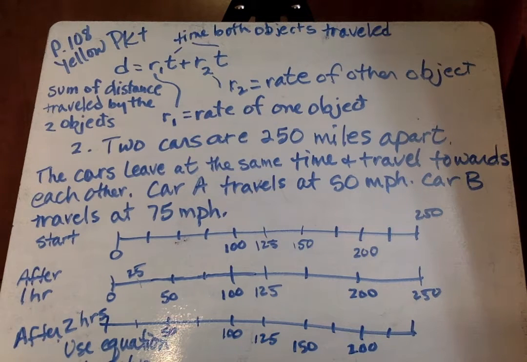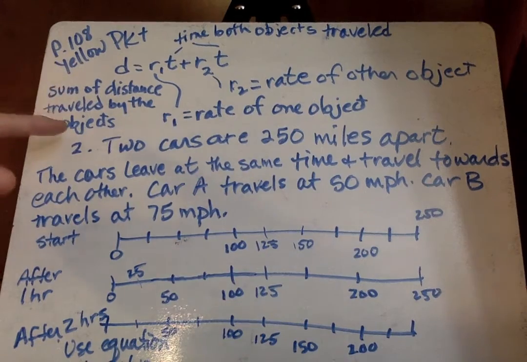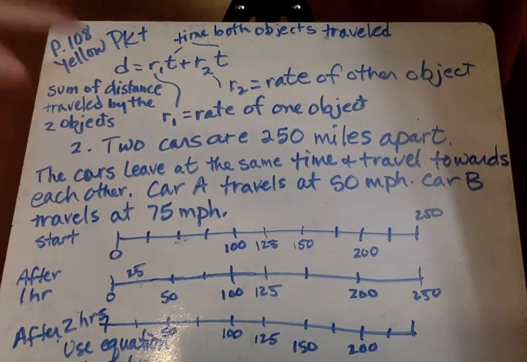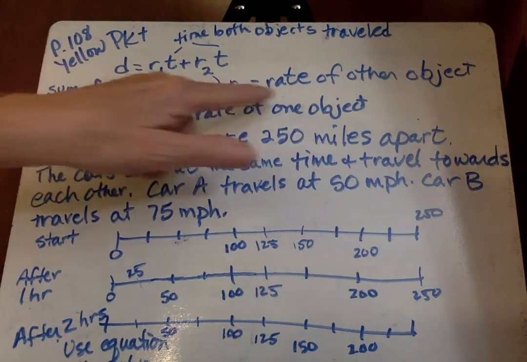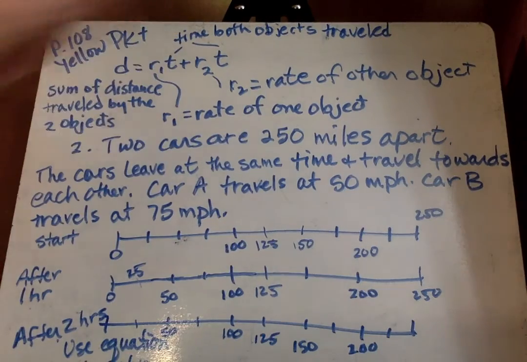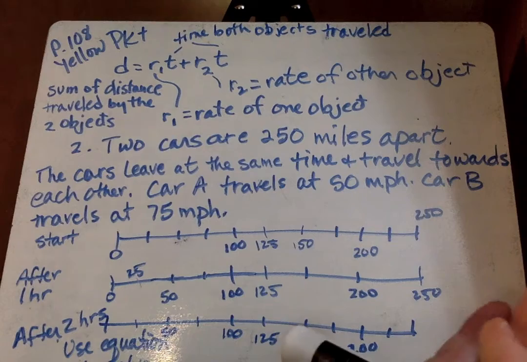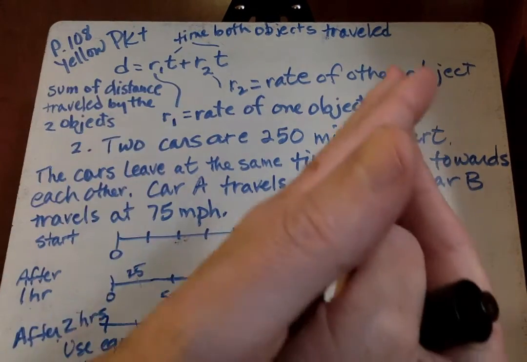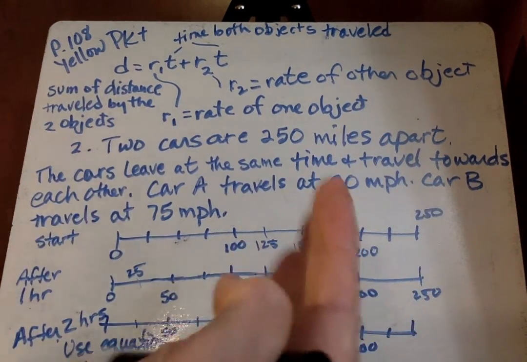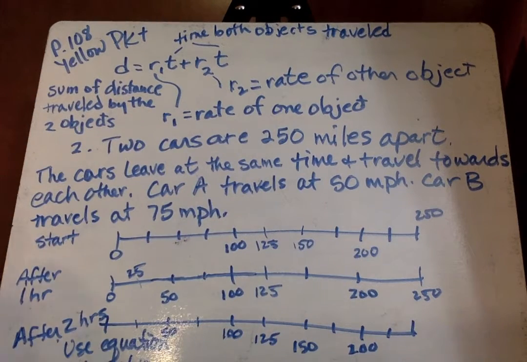Okay, on page 108, we're just given the formula. Again, D is the sum of the distance traveled by both objects. That's the D. R1 is the rate of one object. T is the time both objects traveled. R2 is the rate of the other object, and T is going to be the same time traveled till they meet each other. No matter where they leave, when they meet each other, it's going to be the same time, even if one's faster and one's slower. So we'll do number 2.